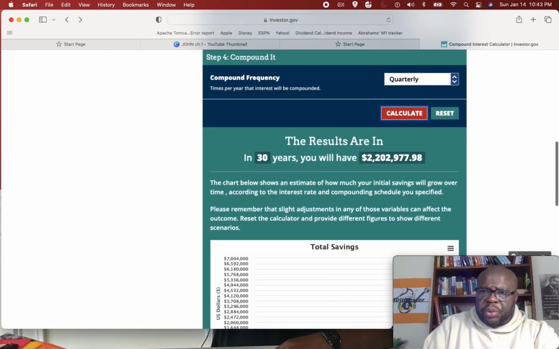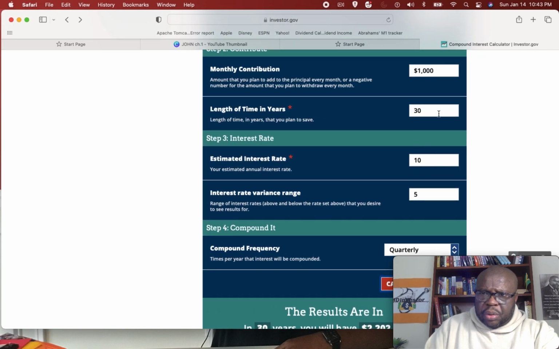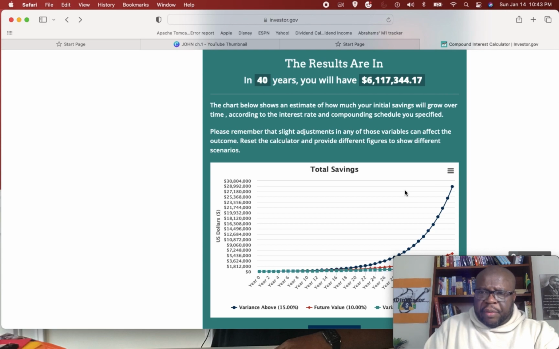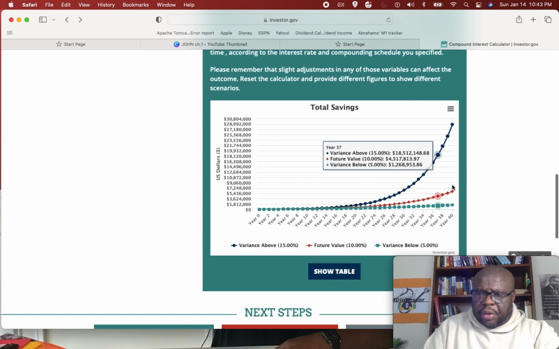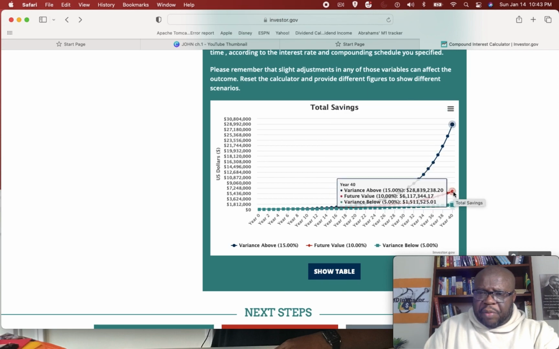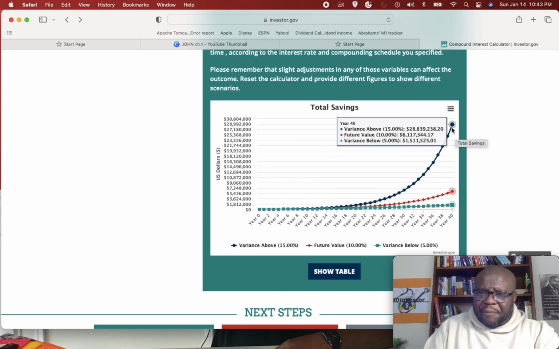Let's go to 40 years. In 40 years, $1,000 a month, we're already over $6 million. And this is the red. If you're getting 15% return, you see you're already at almost $30 million.